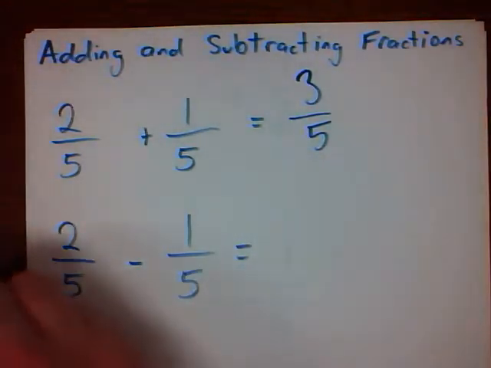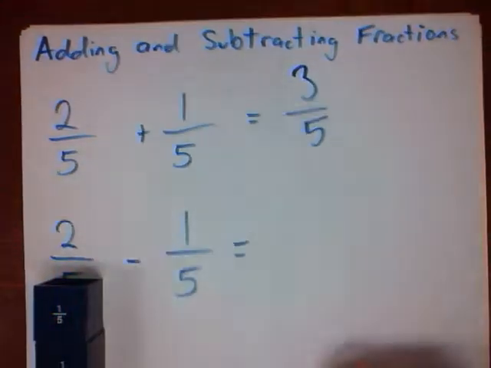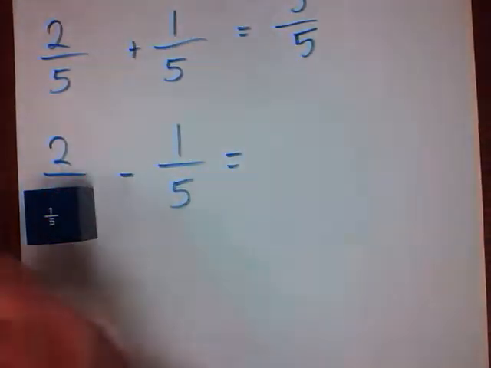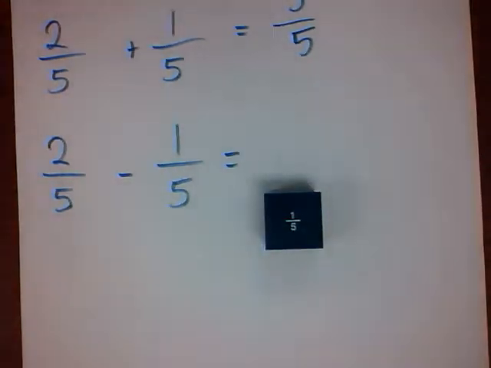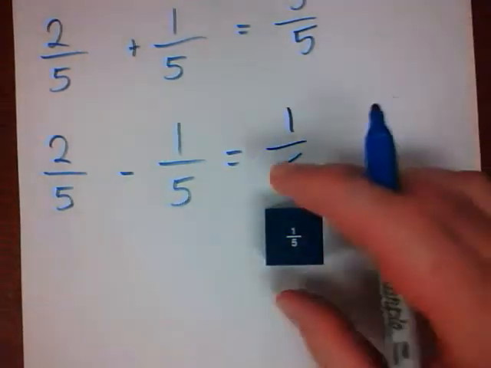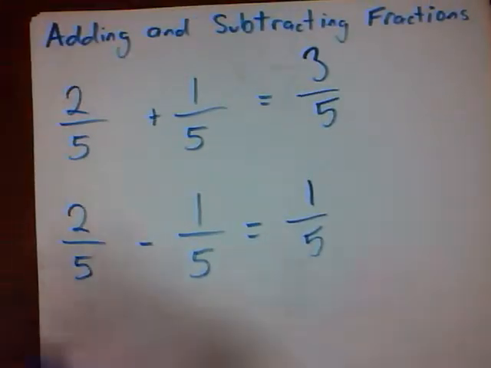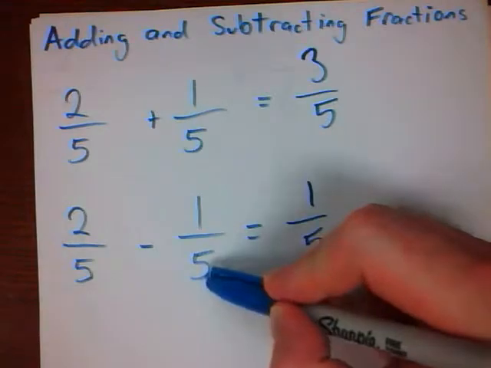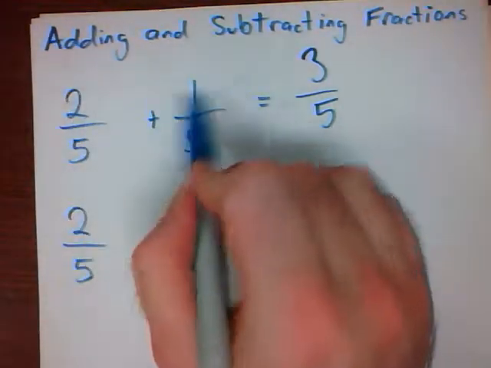Now what about this question? I have 2/5, and I want to take away 1/5. I'm left with 1/5. So when you are adding or subtracting fractions, if the denominator is the same, you just add or subtract the top numbers.